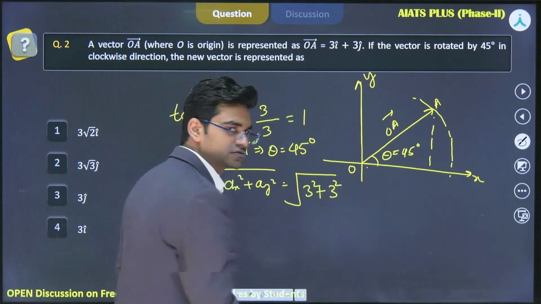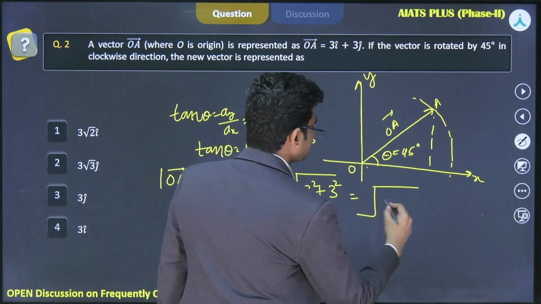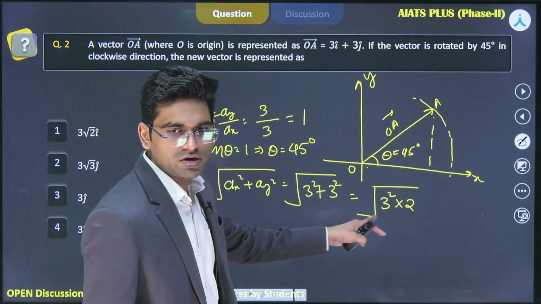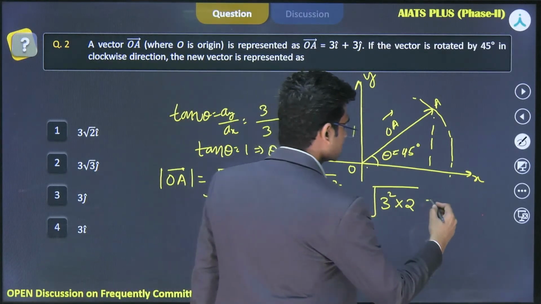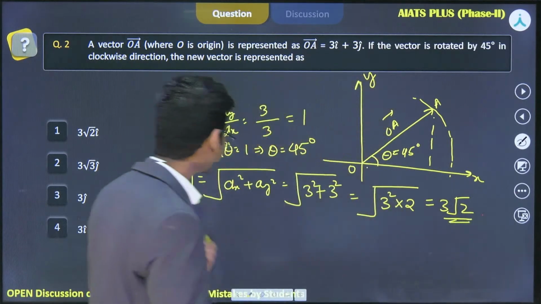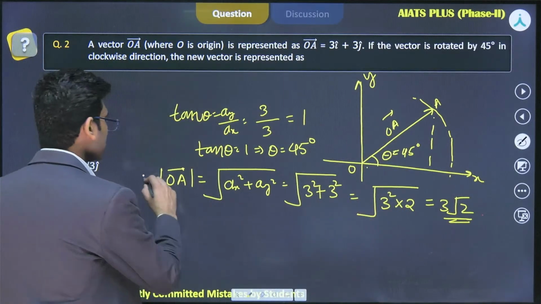Again 3. So this will become 3 square. Now we can write it as 3 square into 2, right? We can take out 3 from this root. This will become 3 root 2. So we know the magnitude of this vector now, that is 3 root 2. Okay, so we know the magnitude.